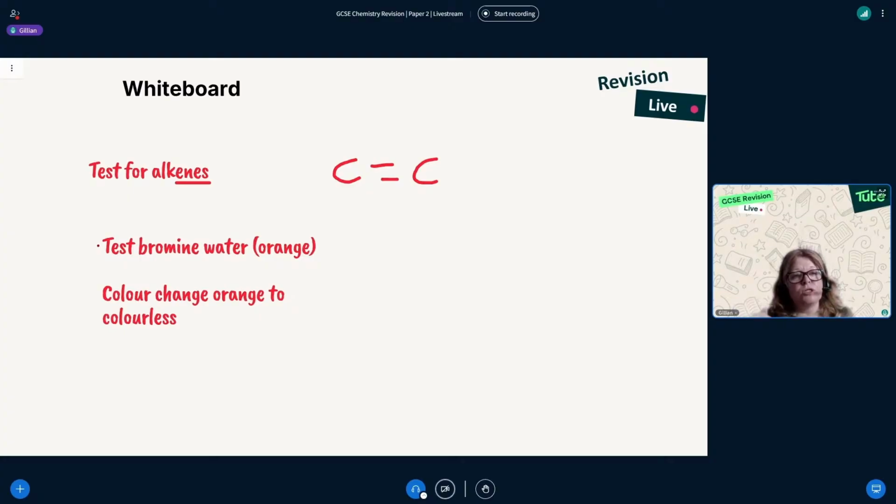So if you add bromine water to an alkane, you give your test tube a shake to mix it up, then that bromine water will stay orange. It will only decolorize if you have got an alkene present, because that will react with the bromine water.